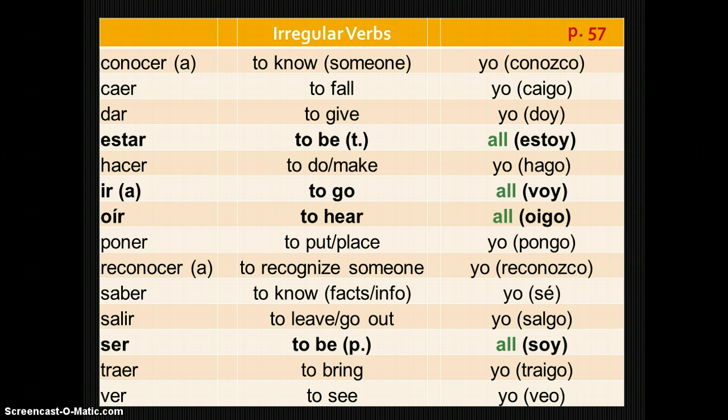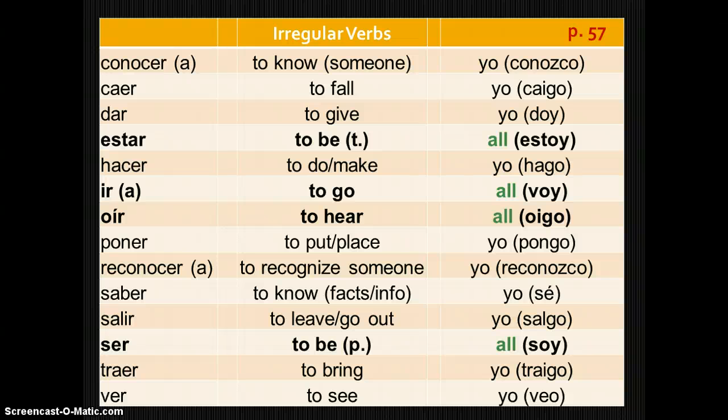The verbs listed on page 57 all are listed in 3 columns. On the left it is Spanish, in the center it's the definition, and on the right it tells you where this verb is irregular, and it gives the yo conjugation for all of them.